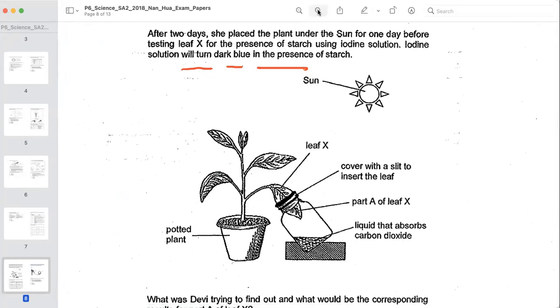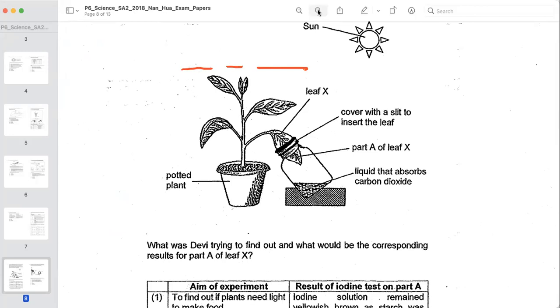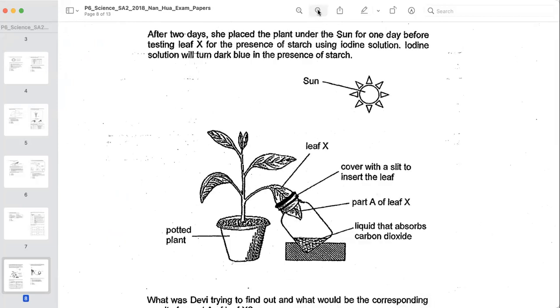Okay, then look at this picture. You have a liquid that absorbs carbon dioxide, and after that you put it under the sun, right? So for the plant to photosynthesize, and you're testing leaf X for the presence of starch. So focus on leaf X. This part is exposed to carbon dioxide, so it can photosynthesize.